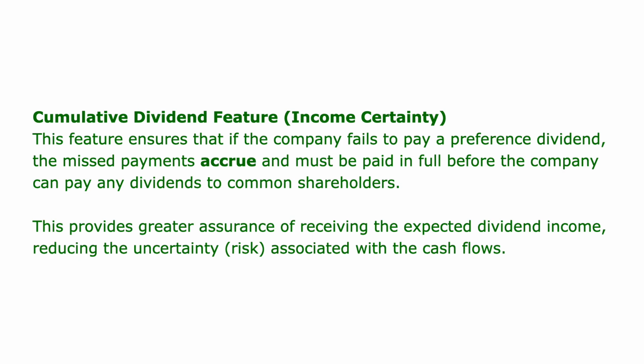Cumulative dividend feature: income certainty. This feature makes sure that if the company doesn't pay a preference dividend, those missed payments add up and need to be paid in full before they can give any dividends to common shareholders. This gives you a bit more peace of mind about getting the dividend income you expect, which can help lower the risk of not getting the cash you need.